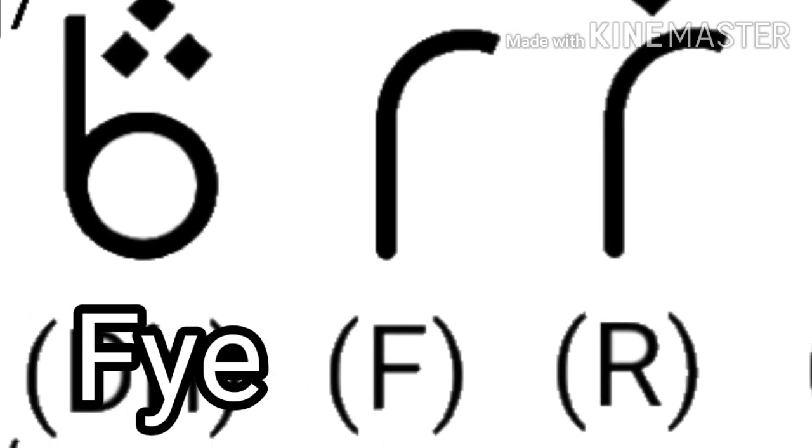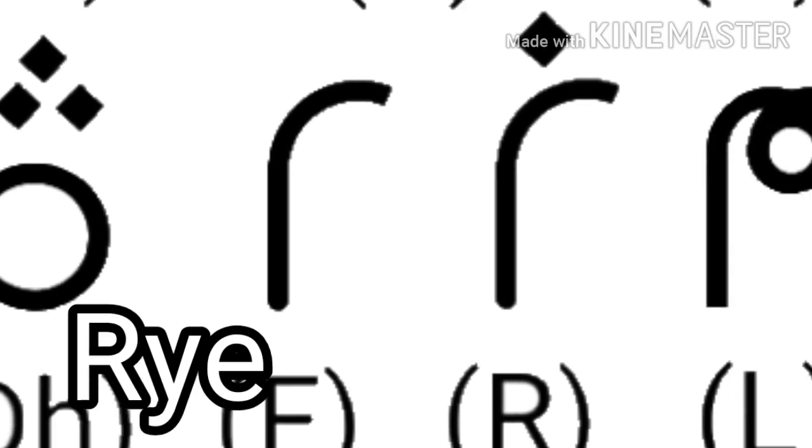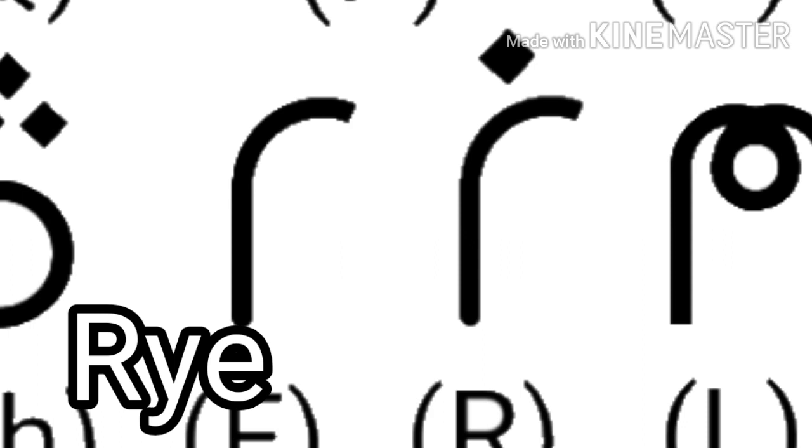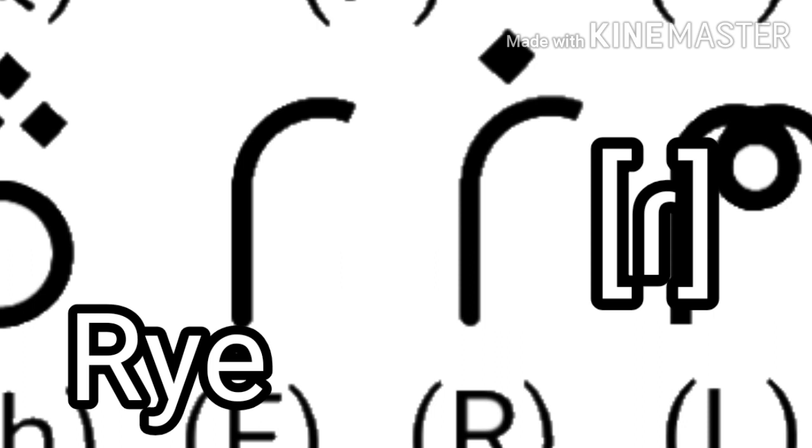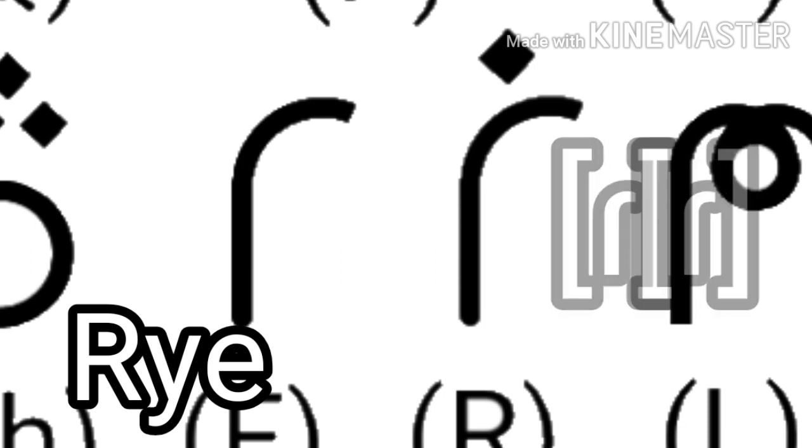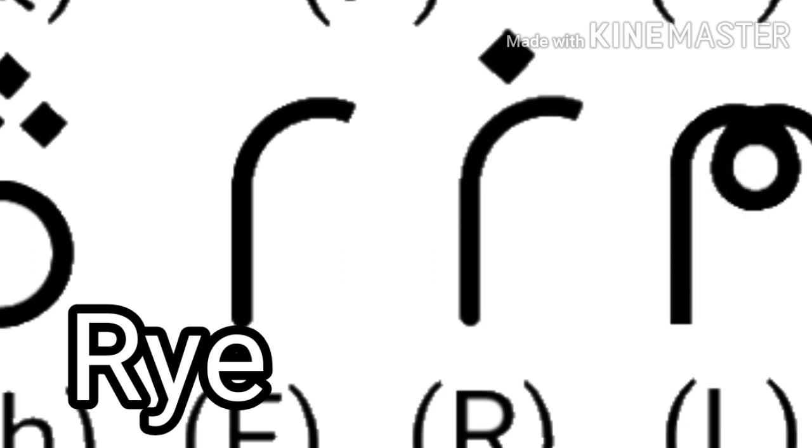The next one is fie, which makes the F sound and it looks like an F, but without one of the sticks, the bottom one. But if you add a dot on top of it, it becomes rie, which is a rolled R, but it is only a tap. But you can just pronounce it as an English R if you can't roll R's.